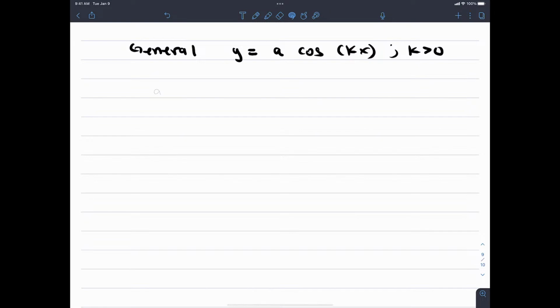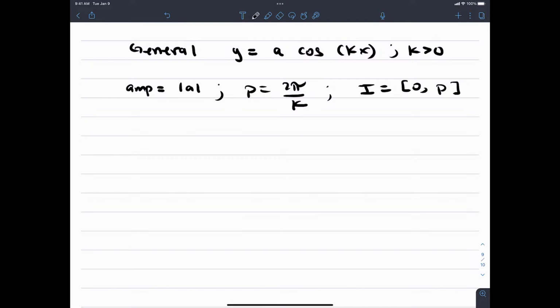Okay, and again, what's your amplitude here? It's the exact same thing, the absolute value of a. What's the period again? It's what? 2 pi over k. What is the interval of one cycle? Well, the interval of one cycle, again, is from 0 to what? 2 pi. I'm not going to go over the generalization curve again. There's a picture in your book.